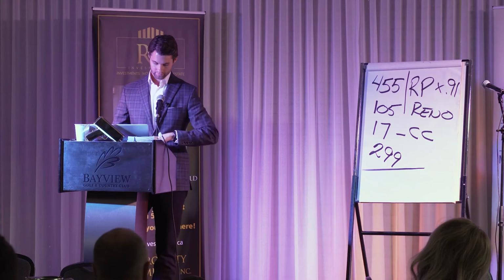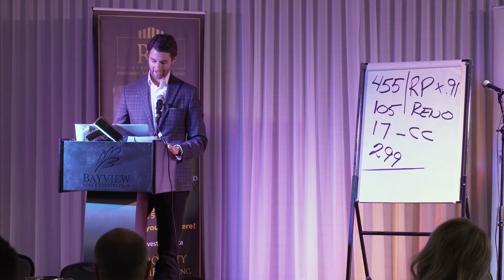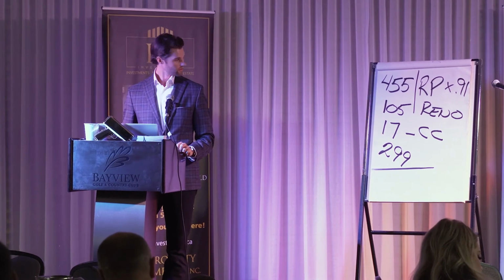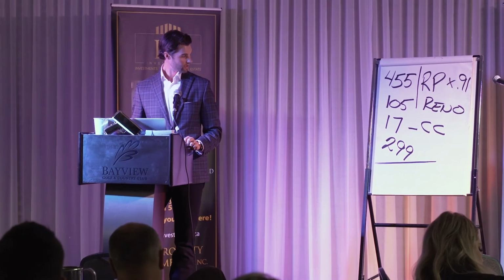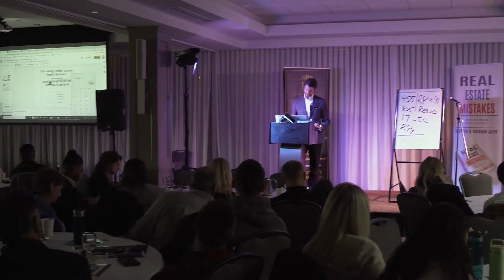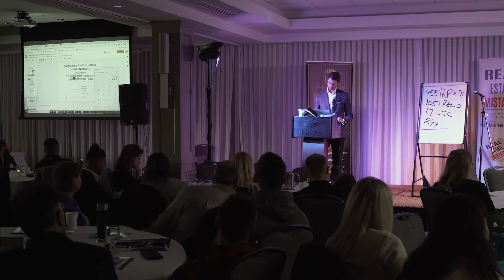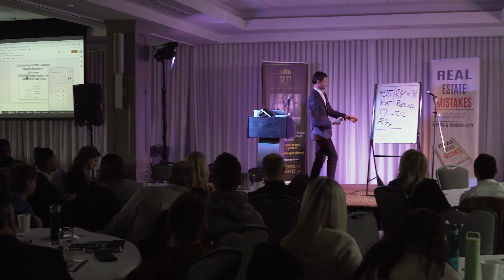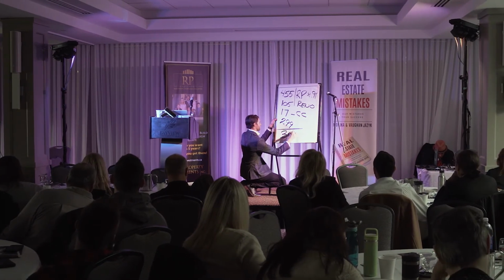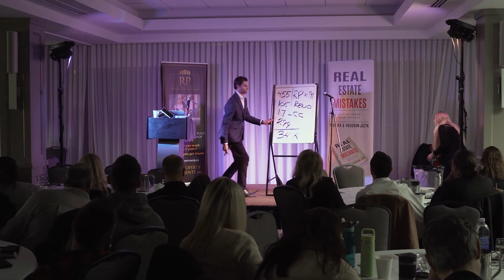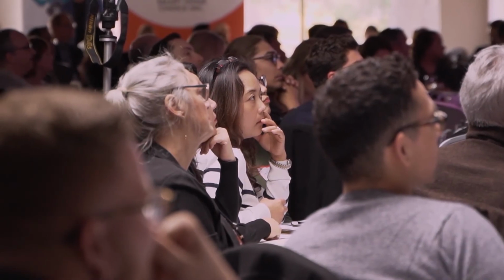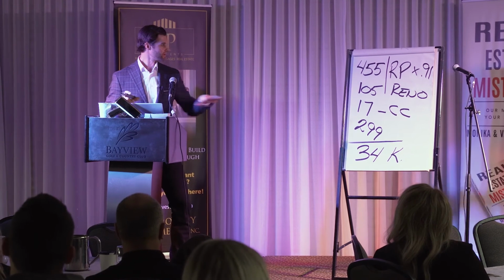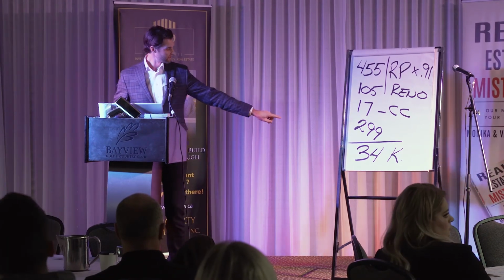Okay, so we pull up the calculator here. 455 minus 105 minus 17 minus 299. That leaves us with a net profit of 34,000 bucks. $34K. Guys, we just did this without leaving a seat, right? We found it on Kijiji. We used some cool tools online. We did a little bit of math on a piece of paper, and we're netting 34 grand.